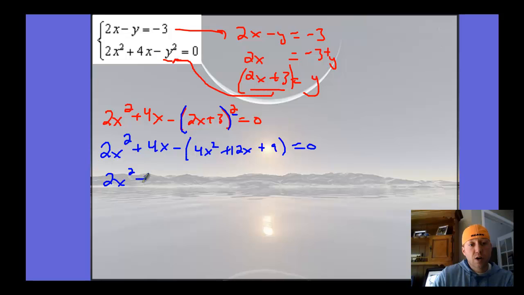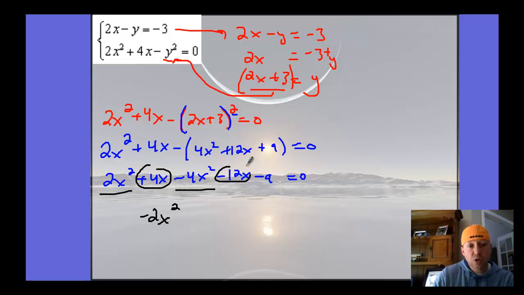So 2x squared plus 4x. Now I'm just going to change the sign of everything. Minus 4x squared minus 12x minus 9. I'll make sure everyone sees how you have to be very careful with your signs. Now we can combine the terms. We have a 2x squared minus 4x squared, which is negative 2x squared. We have a 4x minus 12x, so that's negative 8x. And we have minus 9 equals 0.